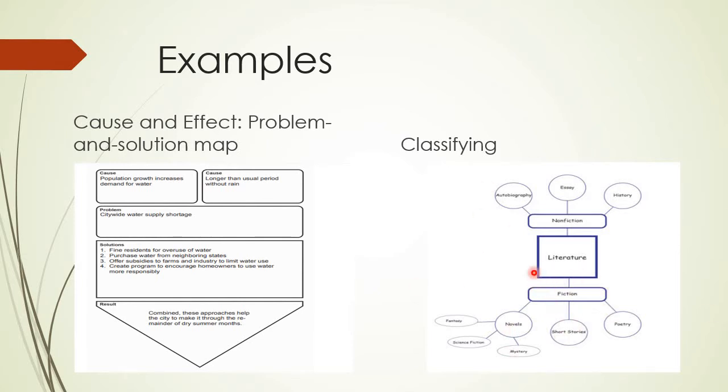Here you can easily see in the square box, you can have the main topic which you want to teach, the concept, which will then be extended with different branches. Like here I have taken the example of literature. So literature, different types of literature.